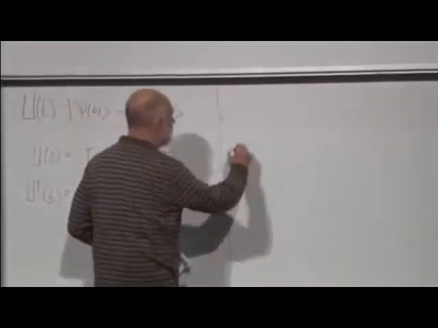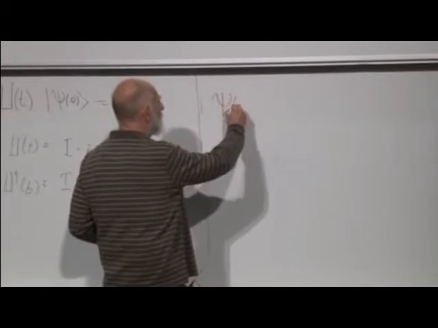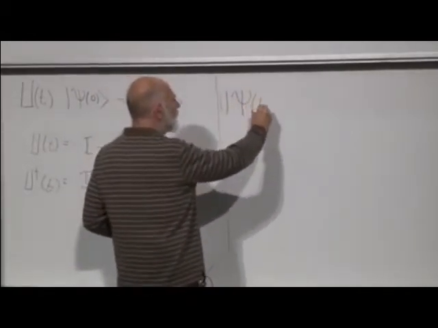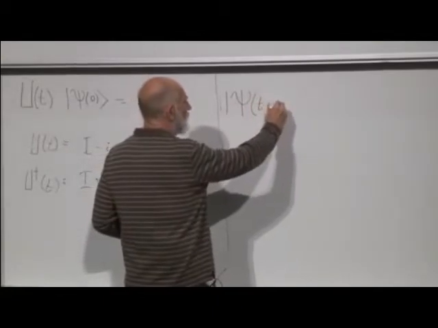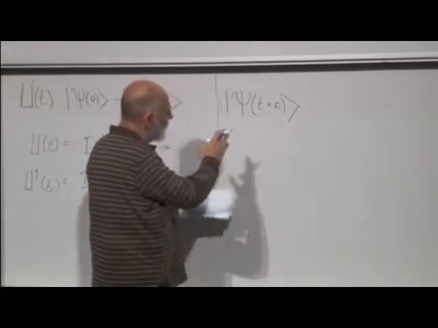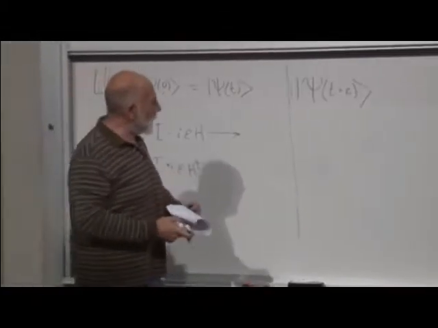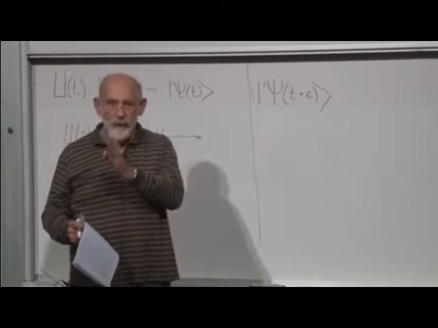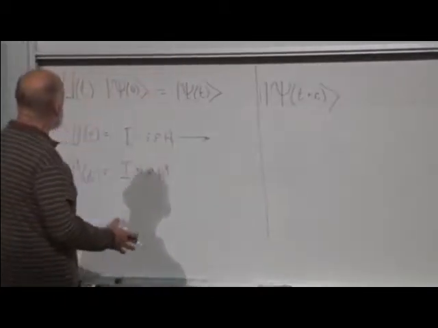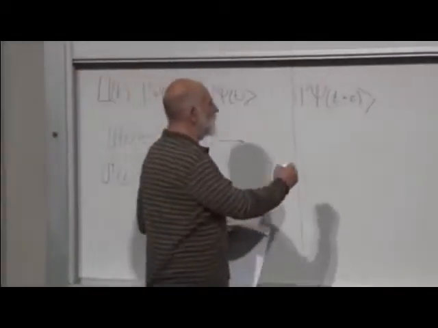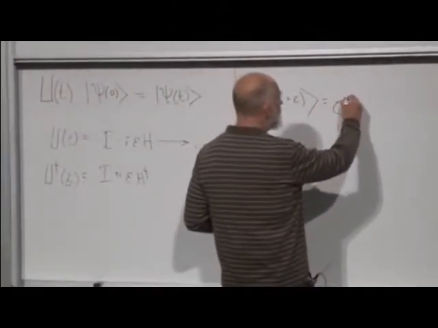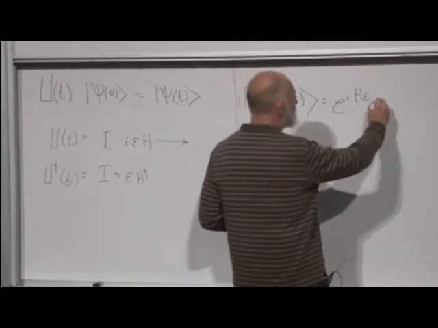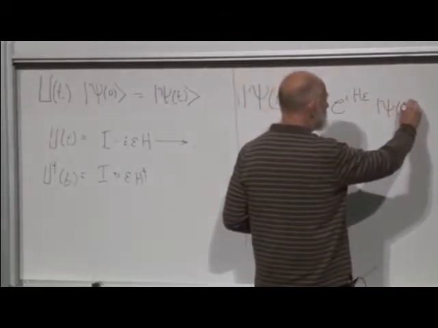Let's take the wave function psi, or the state vector psi, at a time t plus epsilon. I'm starting at time t with a certain wave function, and I'm allowing it to change over a tiny time interval. What is the answer to this? The answer is that it is equal to e to the minus iH epsilon times psi at time t. Now let's just see what I did.